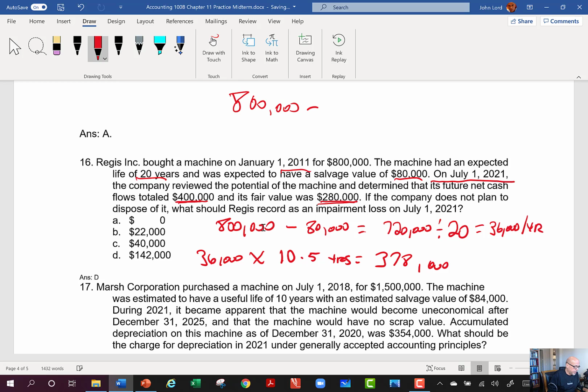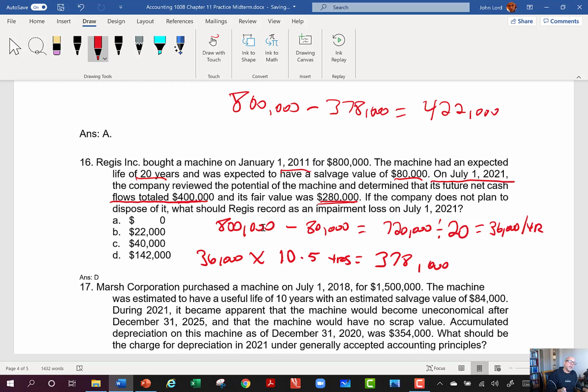And the accumulated depreciation on this thing now is $378,000. That means that at the time that they are doing their evaluation for the impairment, the asset had a book value of $422,000, right? Meanwhile, they're telling me they're only going to get $400,000. Again, that's on an undiscounted basis. So they're not going to recover their costs. So that's all step one.